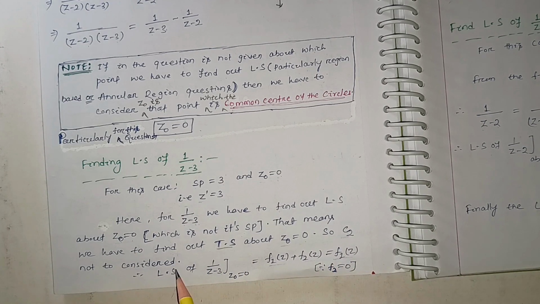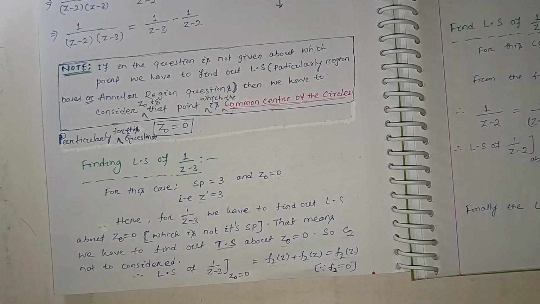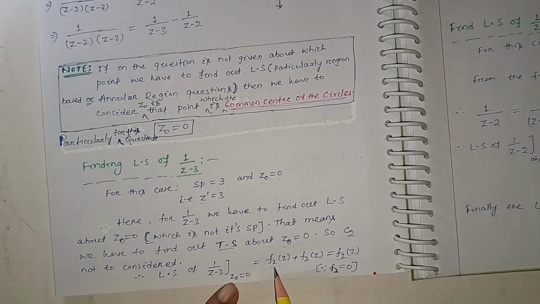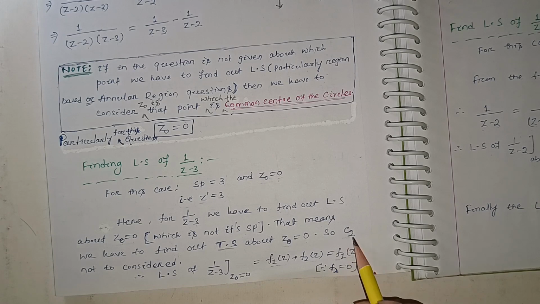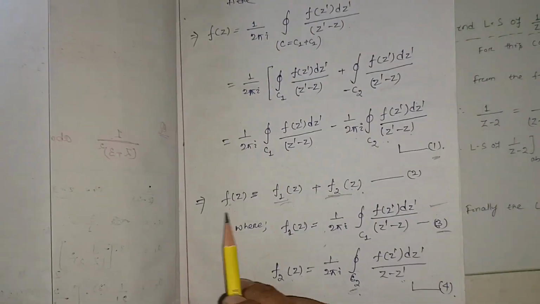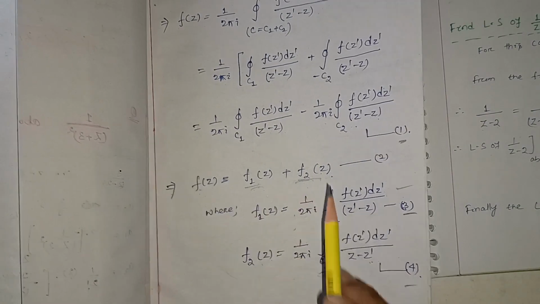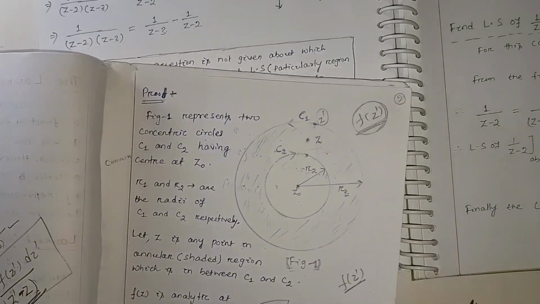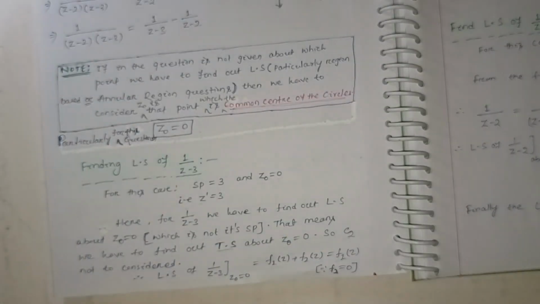So C2 is not to be considered. Then the Laurent series of 1 by (z minus 3) about z0 equal to 0: in general, we have to consider f1(z) plus f2(z). As we are not considering the circle C2, f2(z) automatically will be 0. When we proved the Laurent series, in general the Laurent series is nothing but f1(z) plus f2(z), where f2(z) belongs to C2, that means the inner circle. But here C2 is not to be considered, so f2(z) will be 0. The Laurent series will be only f1(z).